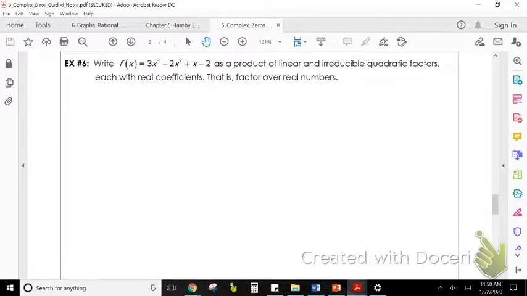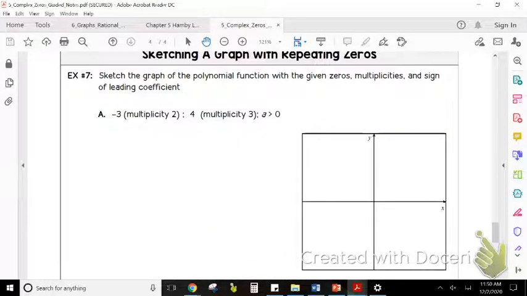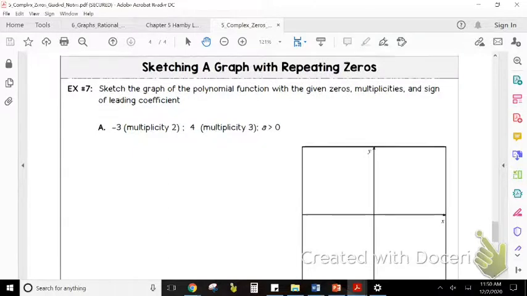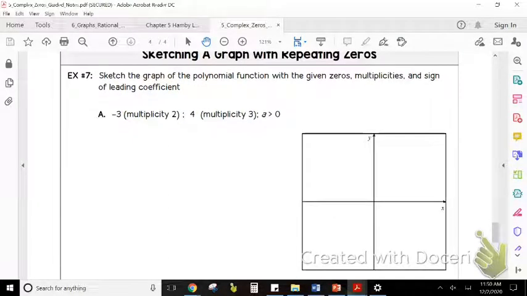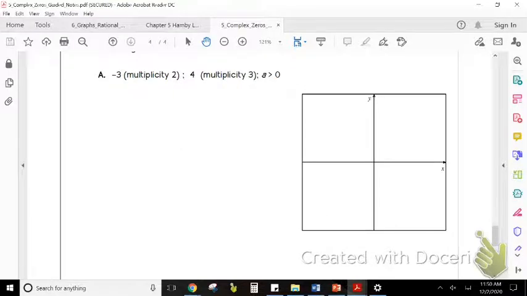All right. And so example 7 is just really review. Let's talk about it real quick here. It says sketch a graph of the polynomial function with the given zeros, multiplicities, and the sign of the leading coefficient. So it tells us it has a 0 at negative 3 with multiplicity of 2, a 0 at 4 with multiplicity of 3, and our leading coefficient is greater than 0, which means our leading coefficient is positive.